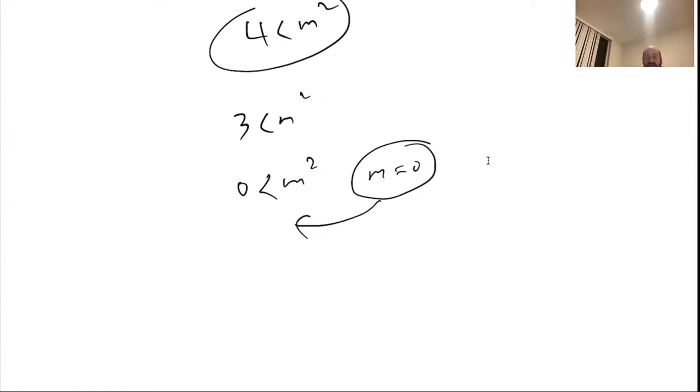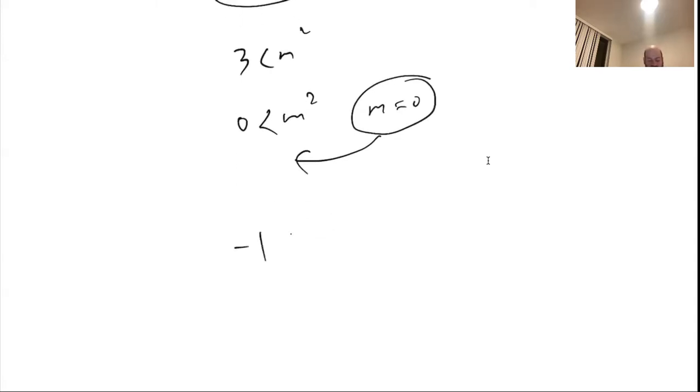But remember, my domain is supposed to be the set of integers. So I can also choose numbers from the set of negative numbers. For example, -1. Can we say that -1 is less than m squared for every m? Well, this one is true. -1 is less than m squared for every m.